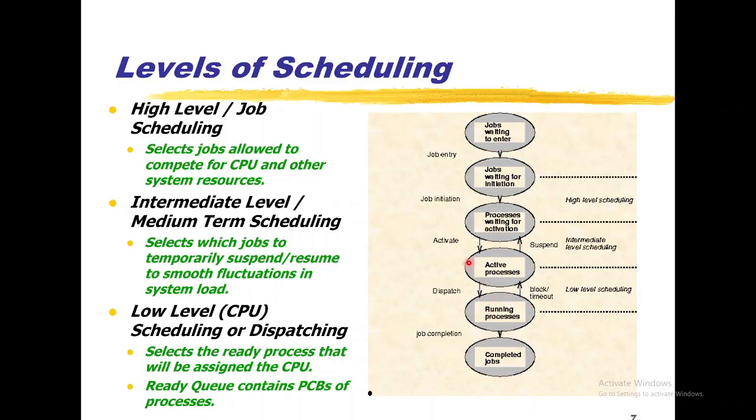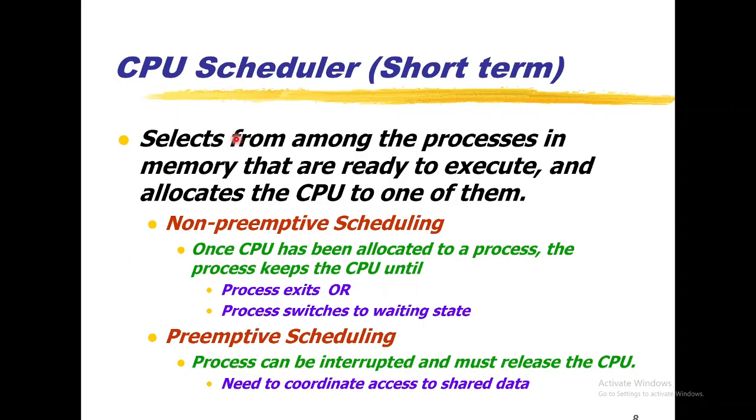Picks the jobs, places them in the ready queue. So that is the work of the job scheduler, which we sometimes call the long-term scheduler. But the CPU scheduler, or short-term scheduler, selects among the processes in memory that are ready to be executed and allocates the CPU to one of them.